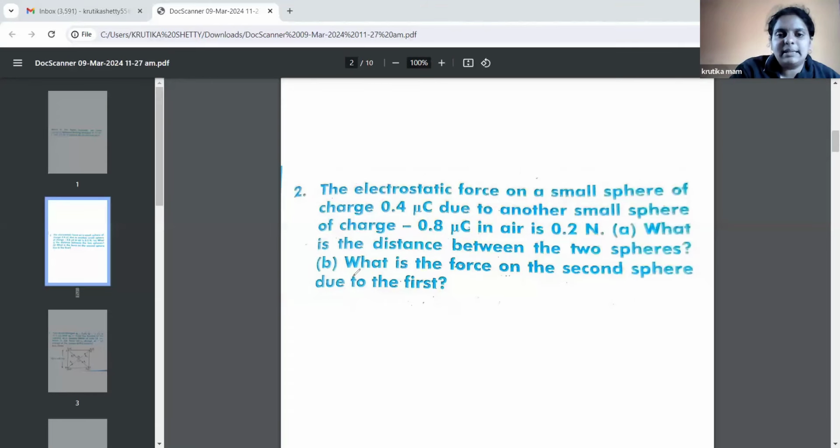Yes, the next part, what they are asking, see. What is the force on the second sphere due to the first? So in short, they are asking for the force, the Coulomb force only. So for the Coulomb force, you have to substitute whatever r value you got and calculate that one, okay? Hope you will do that.